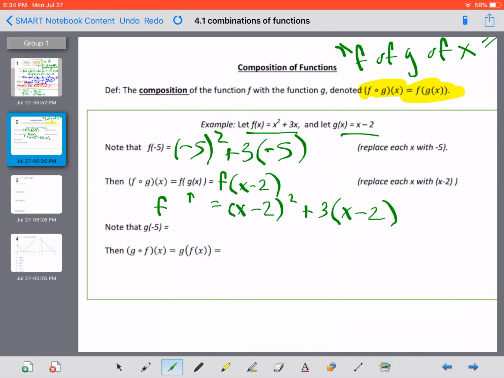And again, if you needed to, you could distribute that out and combine your like terms. But it's fine to leave this as is, unless they give you a reason not to, right? Unless there's something you need to do with this.